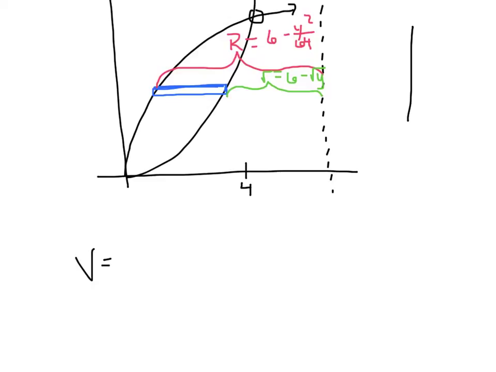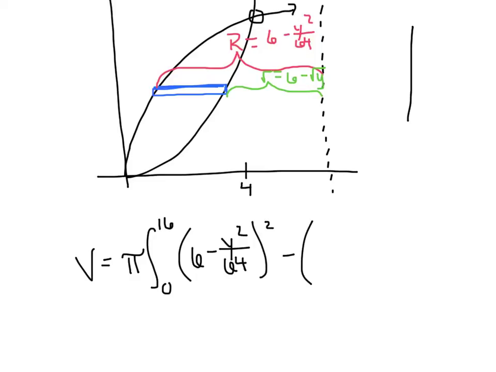So let's say volume is pi, and we're going to integrate as low as y equals 0 and as high as y equals 16. The outer radius, let's see, 6 minus y squared over 64. Wrap it up and square it, minus the quantity 6 minus radical y. Wrap it up, square it, tack on your dy.